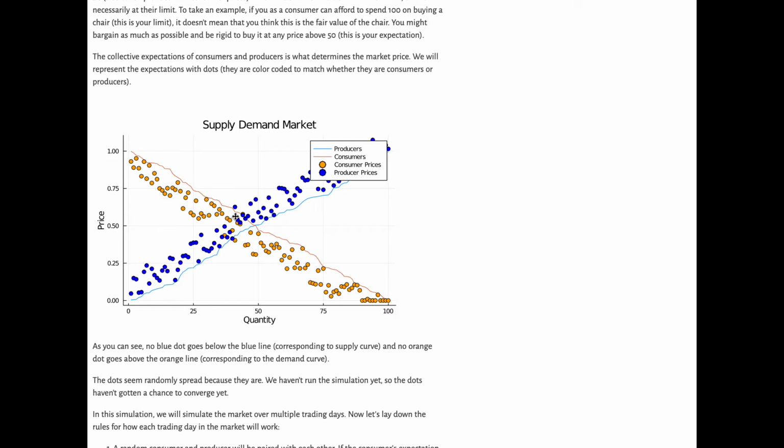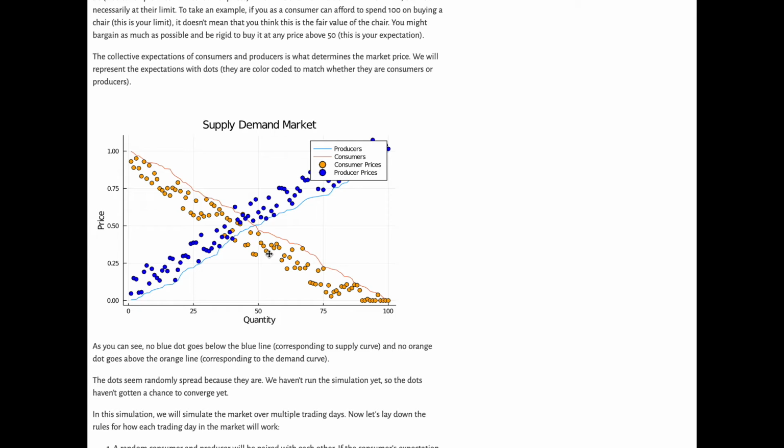Then there's a third scenario, which is that the price that the producer wants is just higher than how much the consumer can even pay. So for example, if we take this blue dot and we take this orange dot, we can see that this producer wants a price which is much higher than what this consumer can pay. So they can't make a trade.